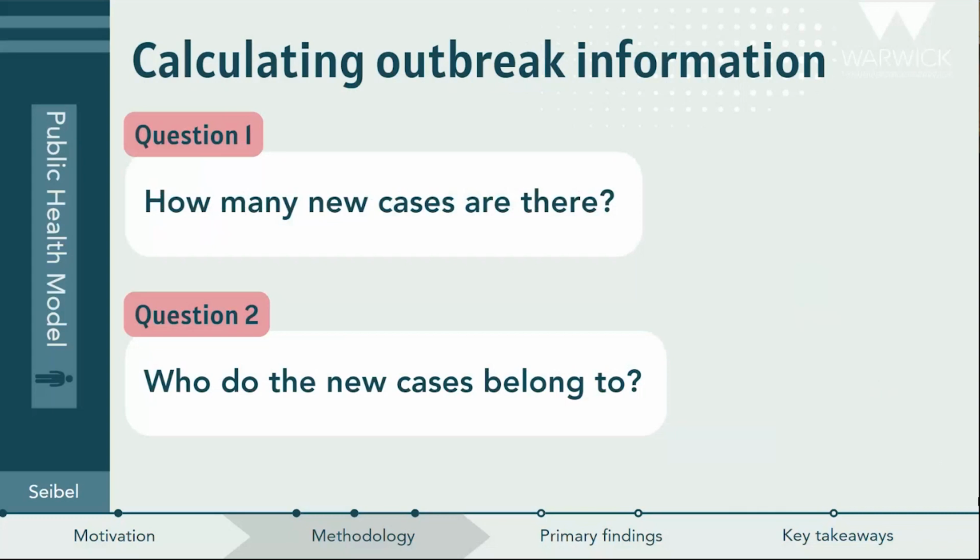Then I'll walk us through how we calculate outbreak information. The 2 questions we have to answer here are, how many new cases are there since we last checked? And then, who do the new cases belong to? Are these from unvaccinated individuals, or are these from vaccinated individuals? This sort of comparison will give us that outbreak information we're looking for.